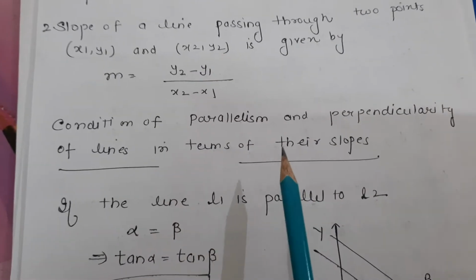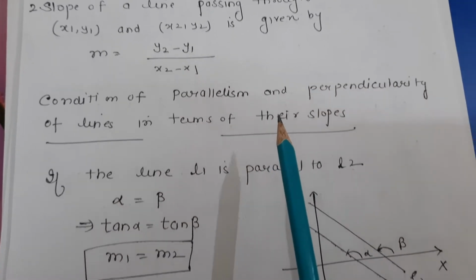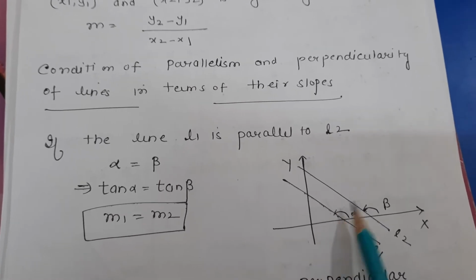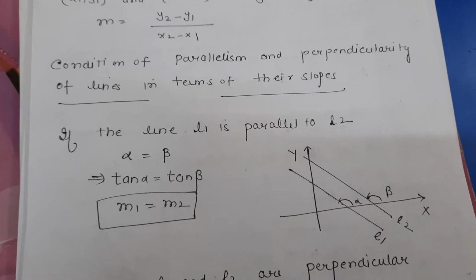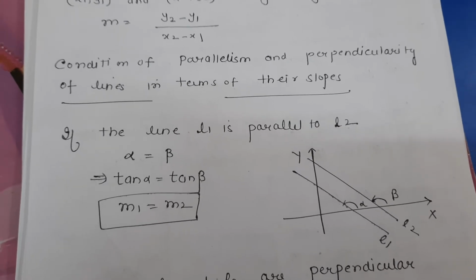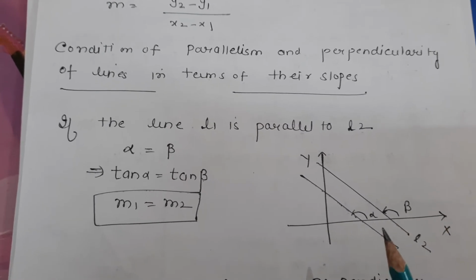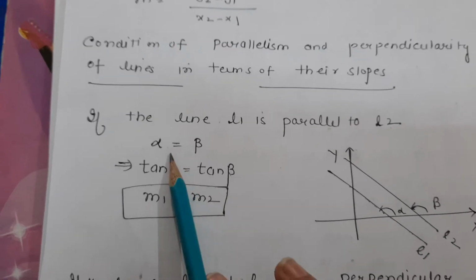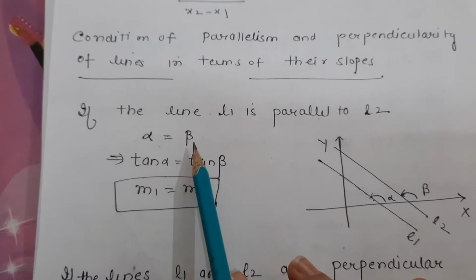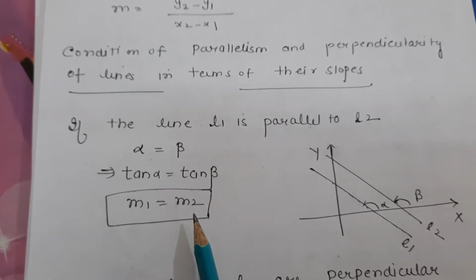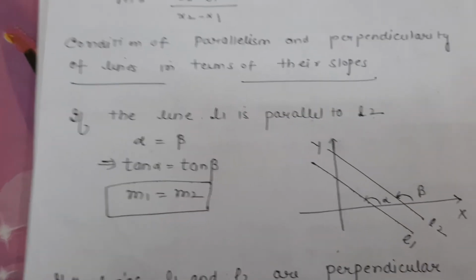Next is the condition for parallel and perpendicular lines. If you have two lines here, L1 and L2, which are parallel, that means both lines will make the same angle with the positive direction of the x-axis in the anti-clockwise direction. That means they are going to have equal inclination. Alpha is equal to beta. Taking tan, that means m1 is equal to m2. So if two lines are parallel, they are going to have equal slope.